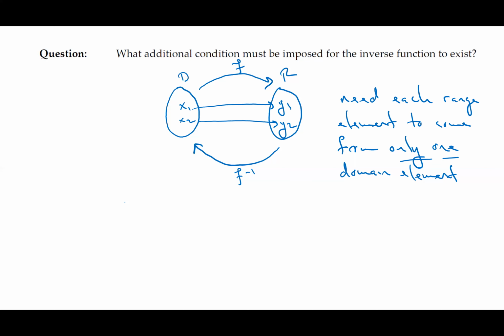That is known as one-to-one. f needs to be 1 to 1. And what do I mean by that? I think this kind of builds an intuitive idea of what 1 to 1 means, but what's the actual definition?